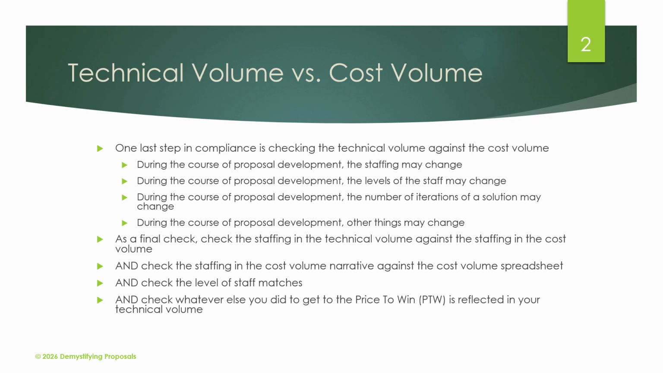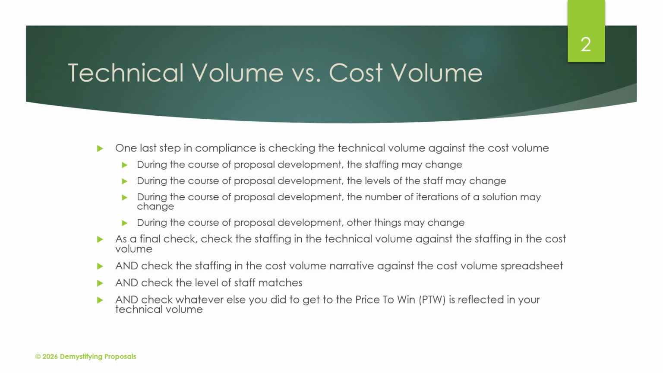Another thing that might have changed is the number of iterations on a solution. What's in your work breakdown structure may have changed the number of iterations in order, again, for that price to win to be met. Make sure that whatever is in your proposal on the technical volume side reflects that same information.